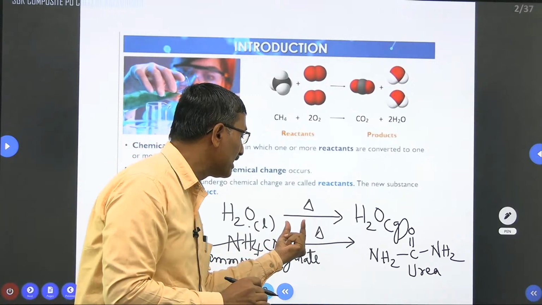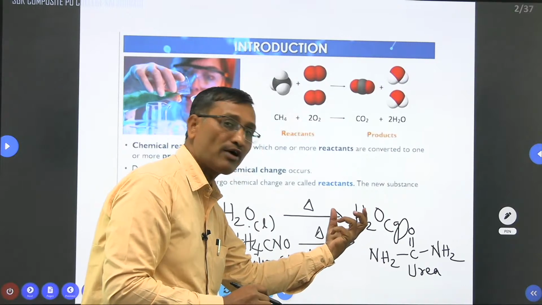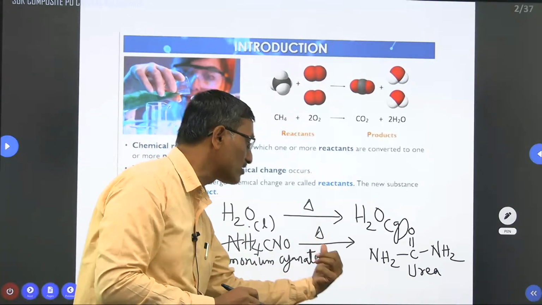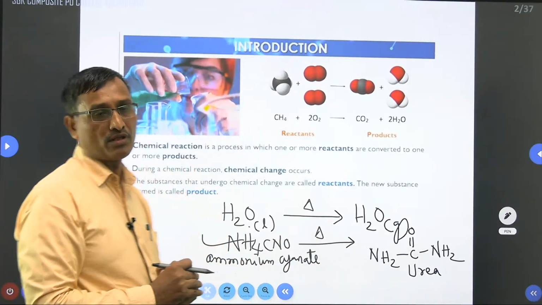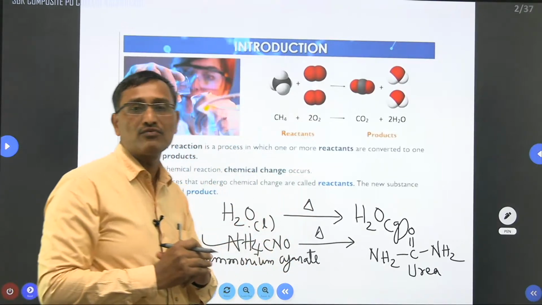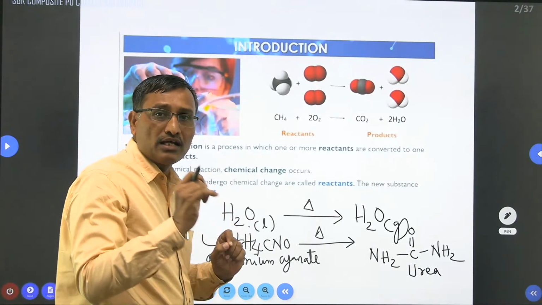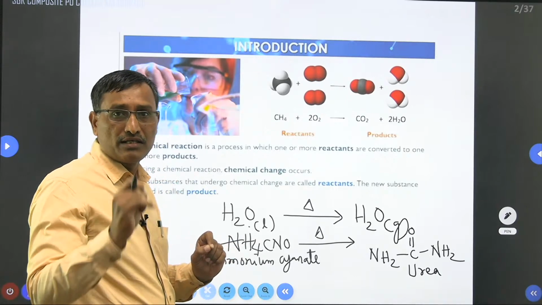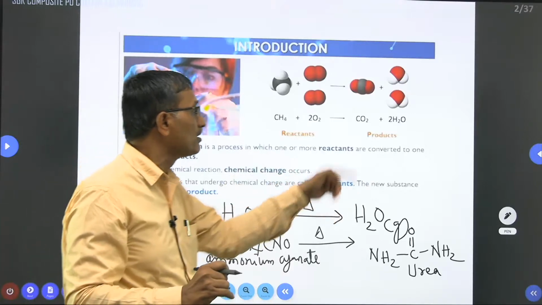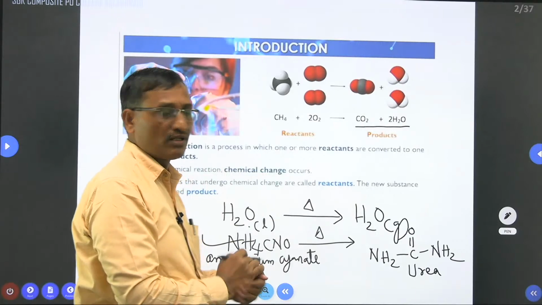But here only there is a change in the physical state, and new product formation does not take place. That means this is a physical change. This is a chemical change, we can say. And if you take, here I have taken one reactant, that is methane. When methane is heated in the presence of oxygen of air, the products formed are carbon dioxide and water.